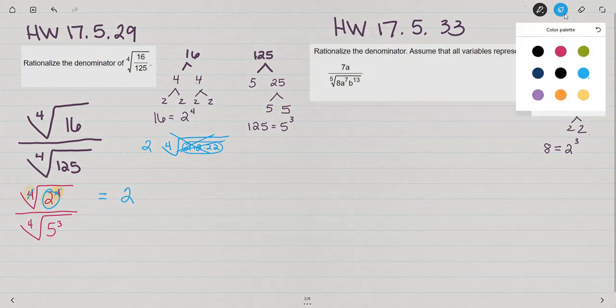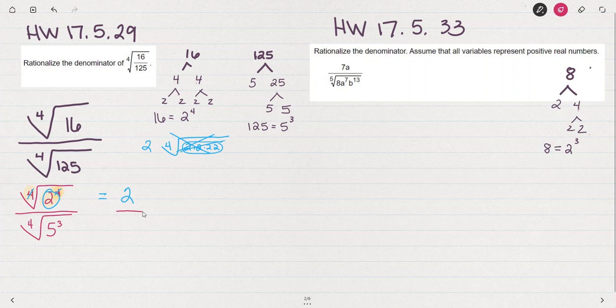Now the denominator does not reduce. There's nothing I can simplify in the denominator. But what I'm needing to do when we see rationalize the denominator is I need to eliminate that radical from the denominator. So I need to get rid of this fourth root from the denominator. Now, when I rationalize the denominator, it's okay to have a radical in the numerator. But the first thing I want to do anyhow is I want to simplify any radicals that simplify.